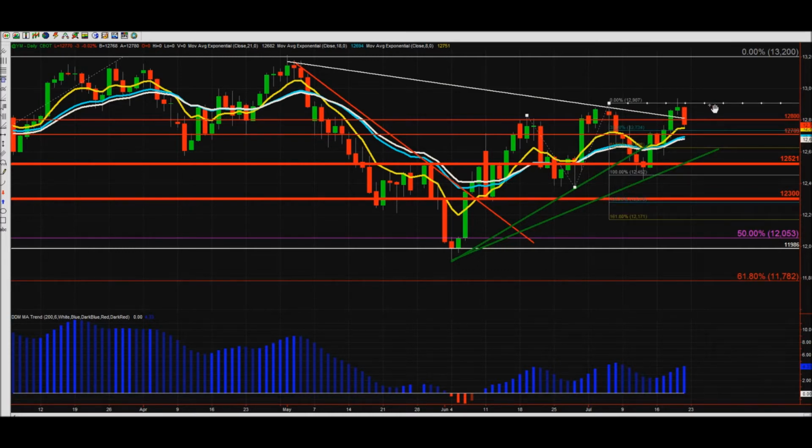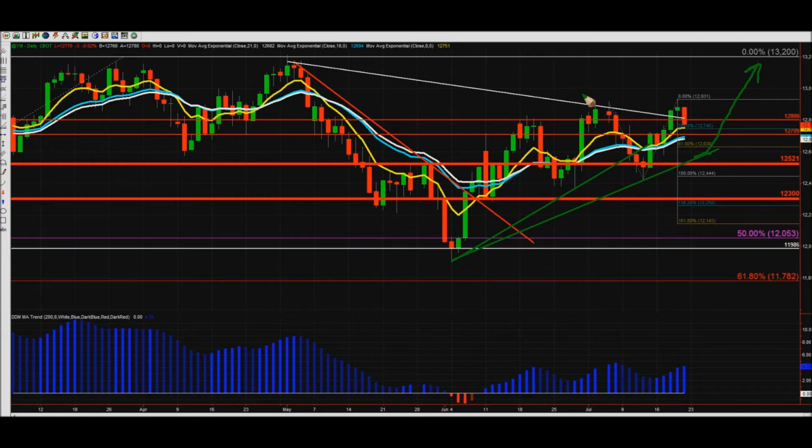So on that basis, what I want to do is look at where, if we maintain this kind of structure with the same kind of symmetry with the pullbacks, a pullback might bring us to. So we're going to go from this high to this low, and then project it from this high, and you can see the 100% would bring us somewhere back down to support. So as long as we don't break that level of 12,444, we're probably going to maintain the uptrend. What I'm really looking at, though, is I would like to see this kind of hold support, tighter up in here, and then just push off and retest those highs.